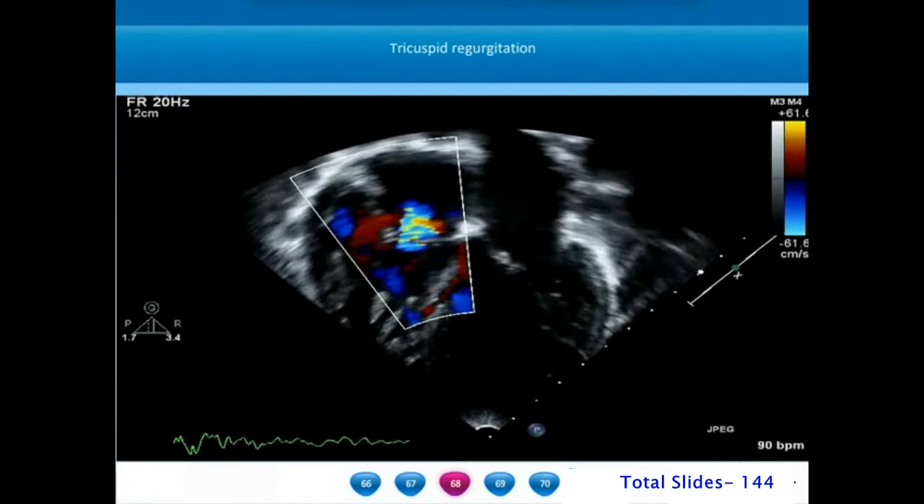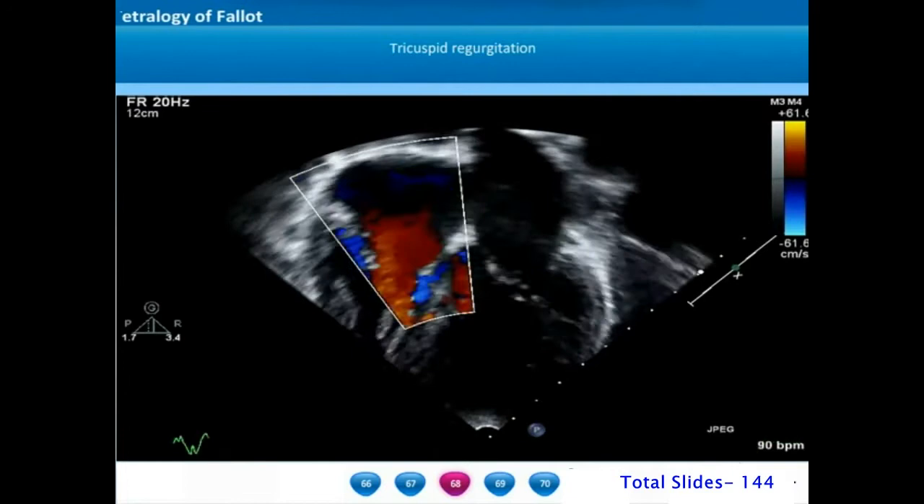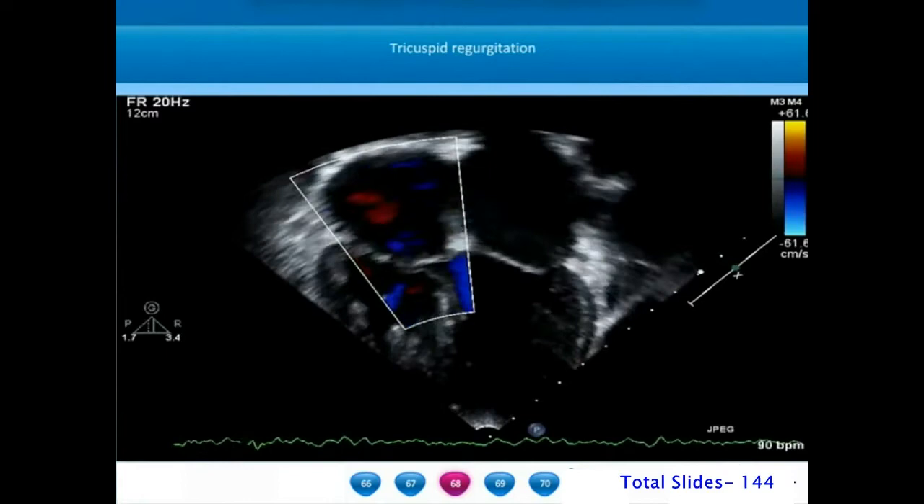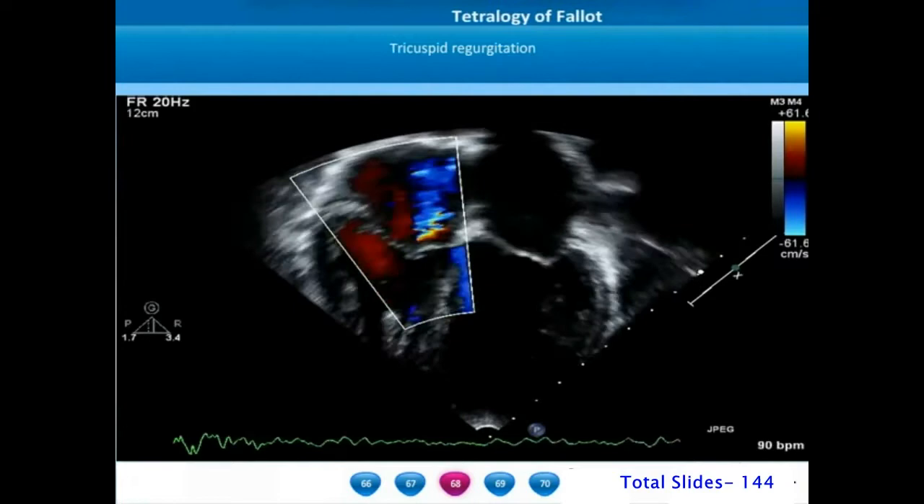Right ventricular systolic function and tricuspid valve function will be normal in most of the patients with tetralogy of Fallot in early childhood. However, as age advances, right ventricular systolic function and tricuspid valve function may deteriorate. This apical four-chamber view shows a moderate tricuspid regurgitation in a patient with tetralogy of Fallot, and we can also notice a marked right ventricular hypertrophy and trabeculations.